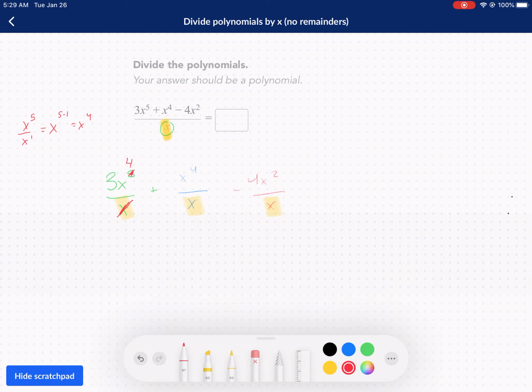We have 5x in the top, 1 in the bottom, we cancel out 1, and we're left with x to the 4th in the top. This one, same deal, we cancel the 1 that's in the bottom with 1 in the top, and then the 1 cancels out in the bottom. So what's going to be left is we have 3x to the 4th plus x to the 3rd minus 4x. X to the 1st, or you can just leave it as 4x.